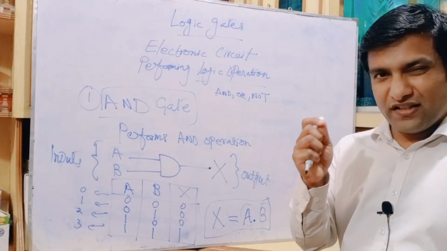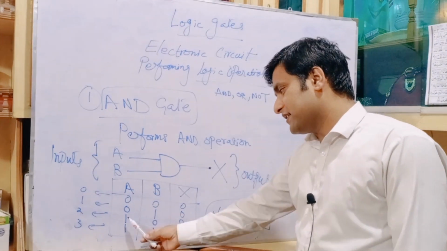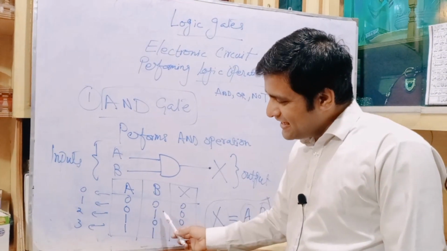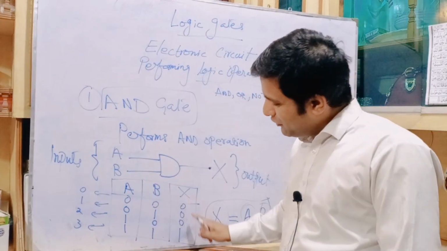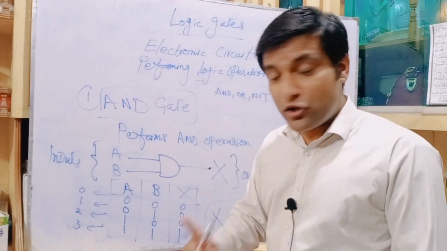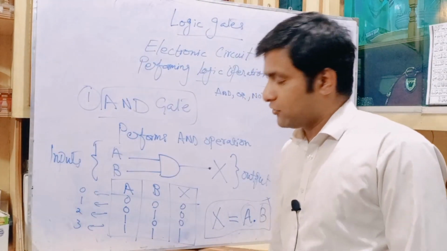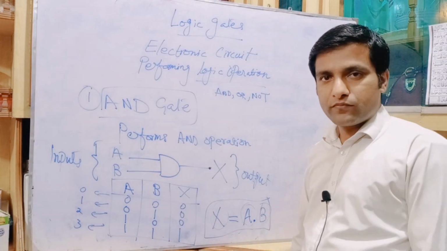Let me tell you one tip on how to learn this. If any input is 0, the output will be 0. It can give you output 1 only when both inputs, or all inputs, are 1 or true.